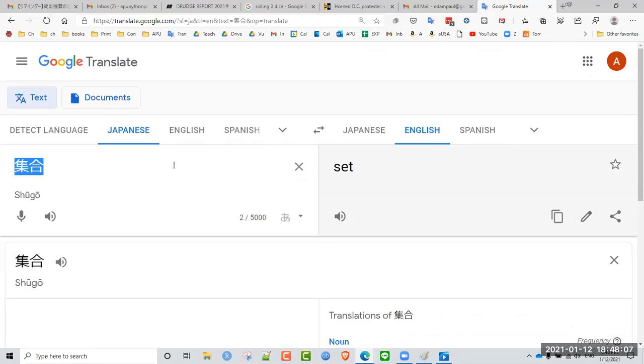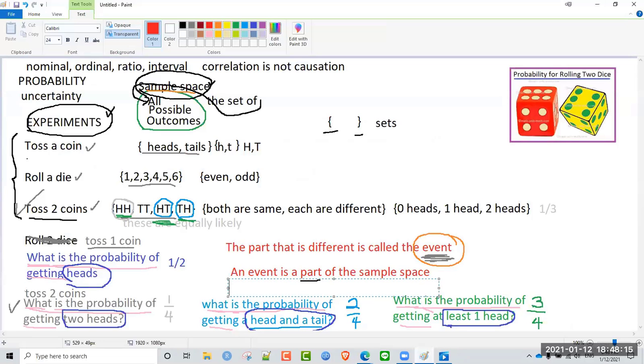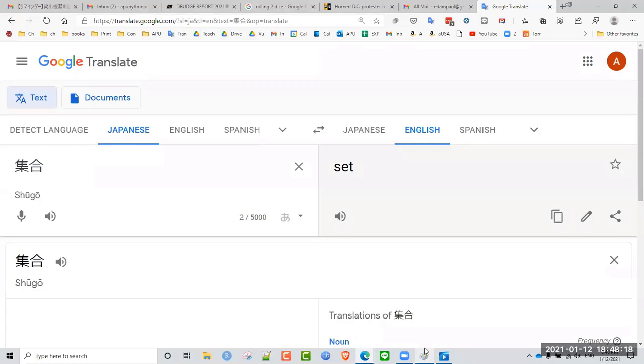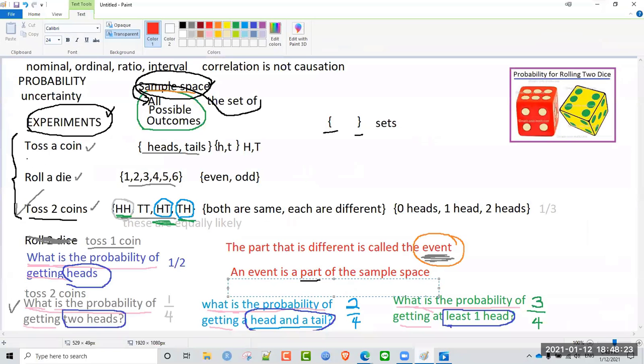Anyway, we're not doing this in Japanese, but I was just curious. So anyway, the sample space is a set. So instead of using part, there's another word that we can use. Instead of saying an event is part of the sample space, what can we say? An event is what?